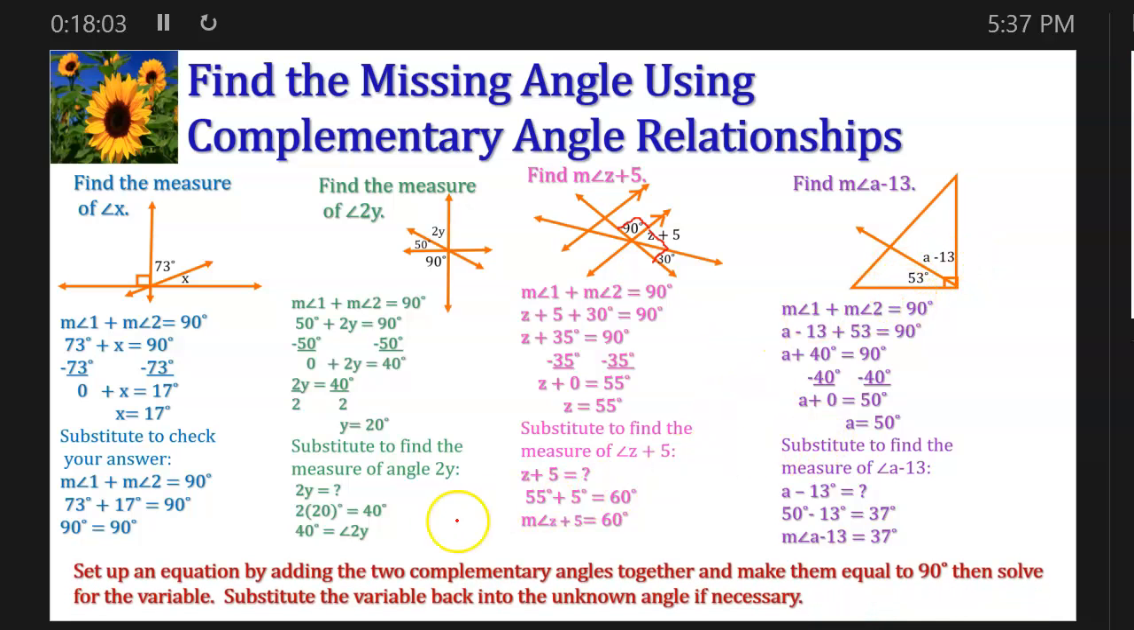So setting up an equation by adding the 2 complementary angles together and making them equal to 90, then solving for the variable. Substitute the variable back into the unknown angle if necessary. And that's what we're doing down here when we substitute it. A minus 13, we're substituting that 50 for the A, and then we're just finding out what the full angle would be.